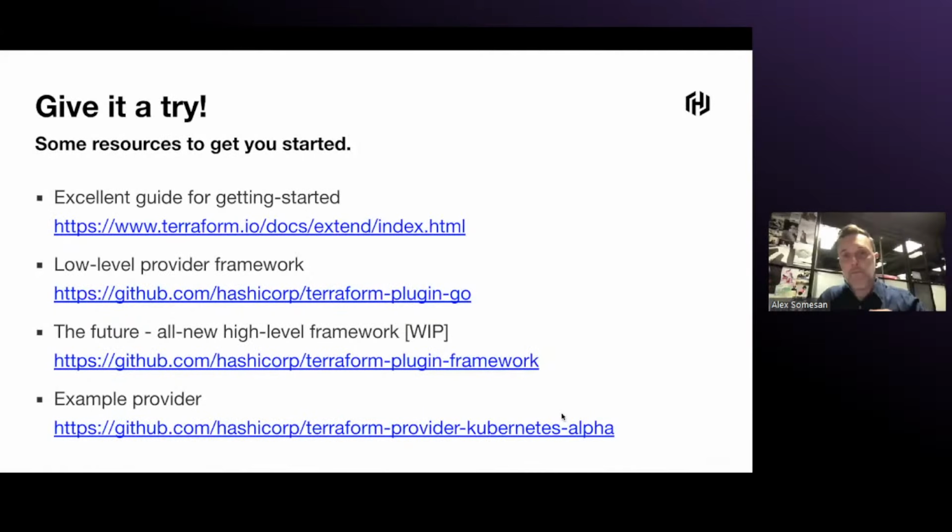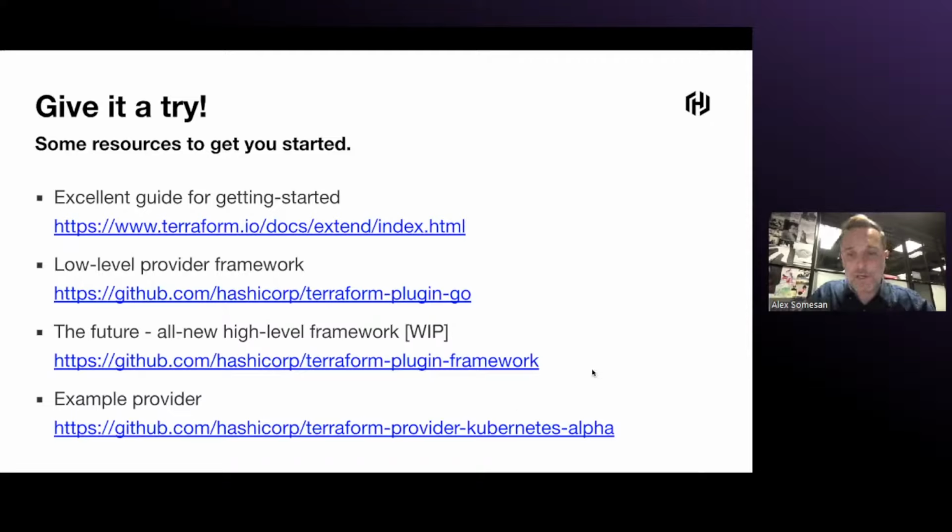Right, so with that said, I encourage you to actually give it a try. It's really easy to get started. There's already some information available, and there's actually one ready to use provider. It's this Kubernetes provider Alpha. It will soon get merged into the main Kubernetes provider, but this repository will stay around. And this is actually a more focused perspective into what it takes to work with Terraform Plugin Go, which is the framework that we're looking at here today.